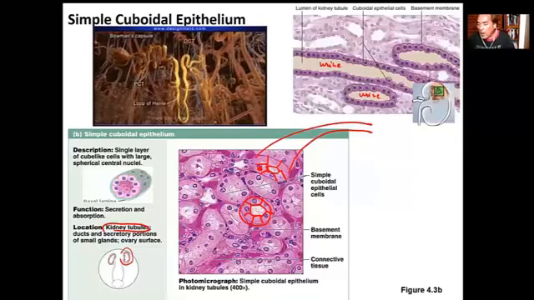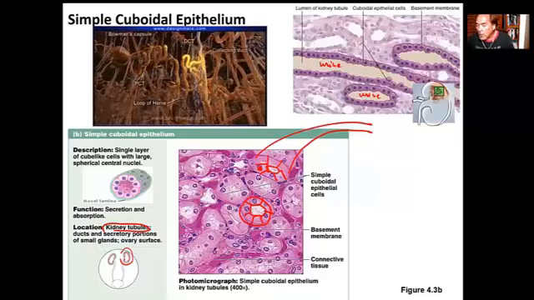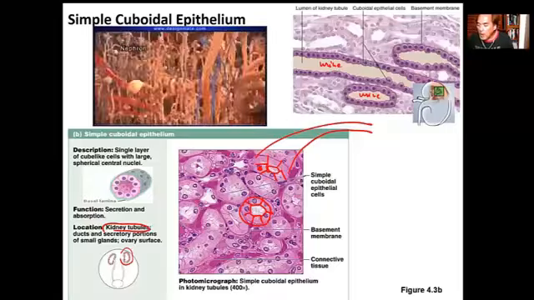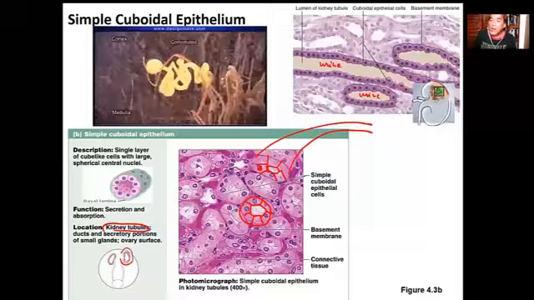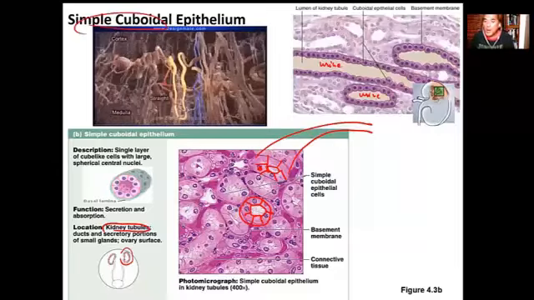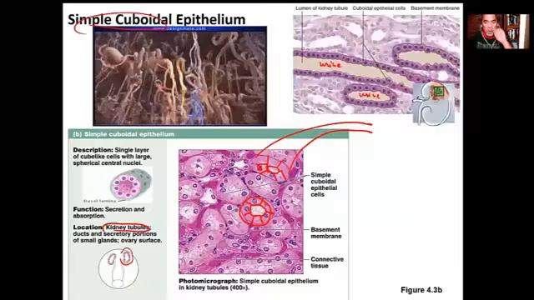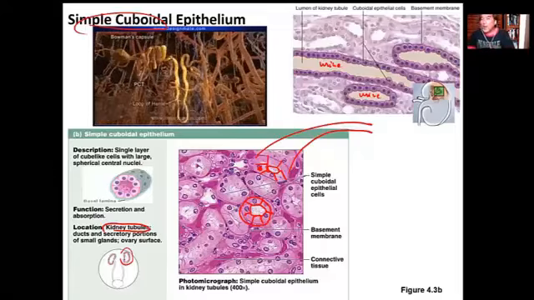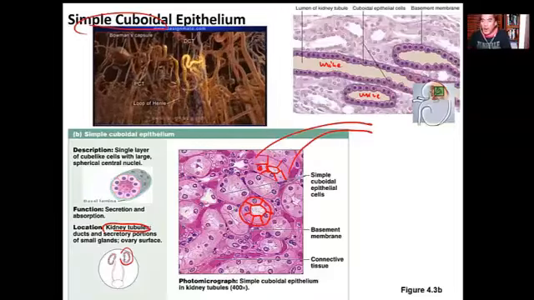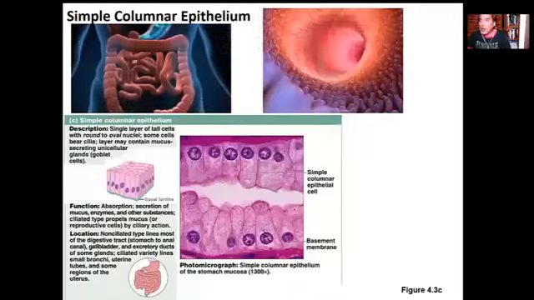This is a tube, and it's epithelium. It's only one layer that goes around that tube. So it's simple, and the shape of the cell is square. So this is simple cuboidal epithelium. An example of simple cuboidal epithelium is the kidney tubules. So moving on, we're going to move now to the next shape in one layer, simple columnar epithelium.